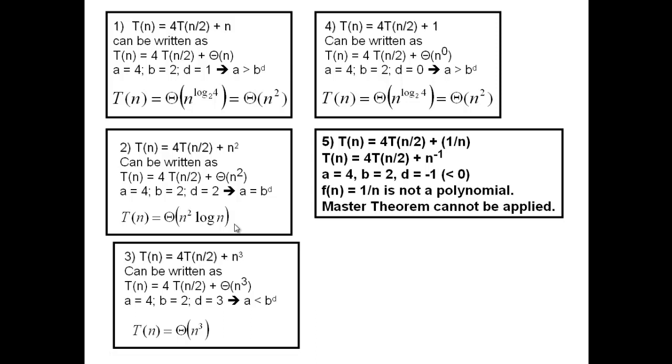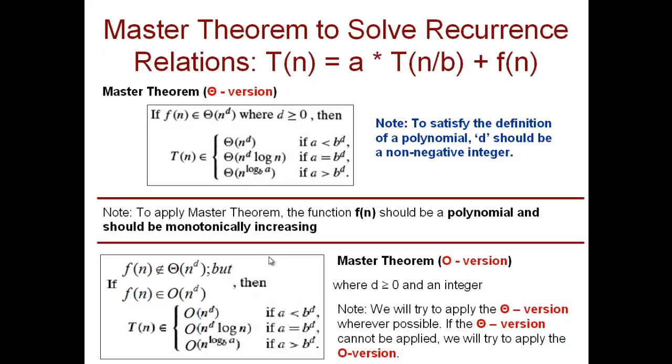Now let us do even further. T of n is 4T of n over 2 plus n cube. So again we can write the n cube as theta of n cube and then find the values of a, b and d. So b is 2, d is 3, 2 raised to 3 is 8. A is less than b raised to d. If a is less than b raised to d, the formula is T of n is simply theta of n cube.